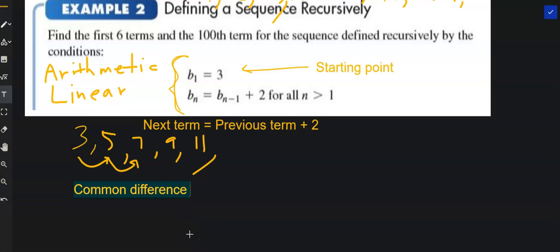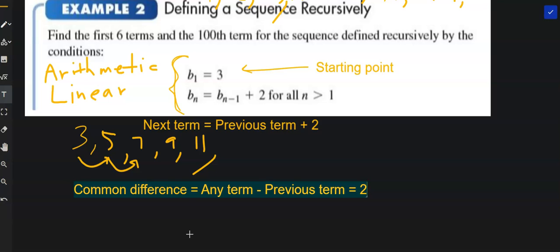Okay. In this case, what is the common difference between the terms? Any term minus the previous term. What do you get when you take 5 minus 3, or 7 minus 5, or 9 minus 7, or 11 minus 9? It's 2 in this case, right? That's the common difference between the terms. Okay, a linear function.